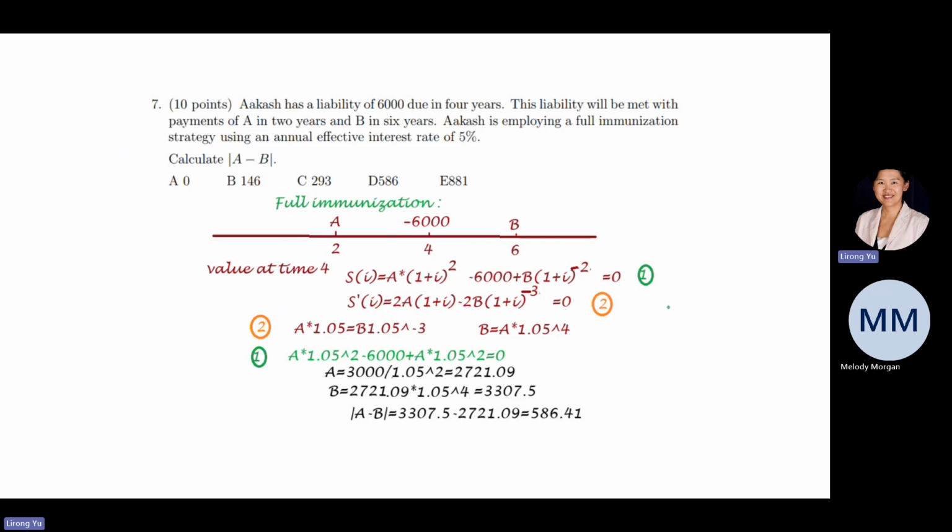So from equation 2, we have the relation between A and B. We can bring A times 1.05 to the power 4 equal to B, and then replace B in equation 1. So now equation 1 becomes this, and we pretty much follow that to solve for A. Once we solve for A, then B equals A multiplied by a factor. Once A and B are solved, we subtract to find their difference.